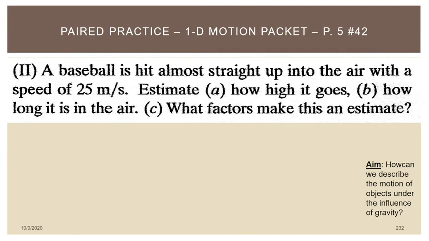Now, for this problem, they give us the initial velocity, and for part A, they ask us how high it goes. Let's address that now. Okay, so notice what seems weird about this problem a little bit is that the only thing they tell us is that the initial velocity is 25 meters per second. But of course, it's also important to realize in all of these problems, we always know the acceleration, and that's 9.8 meters per second squared.